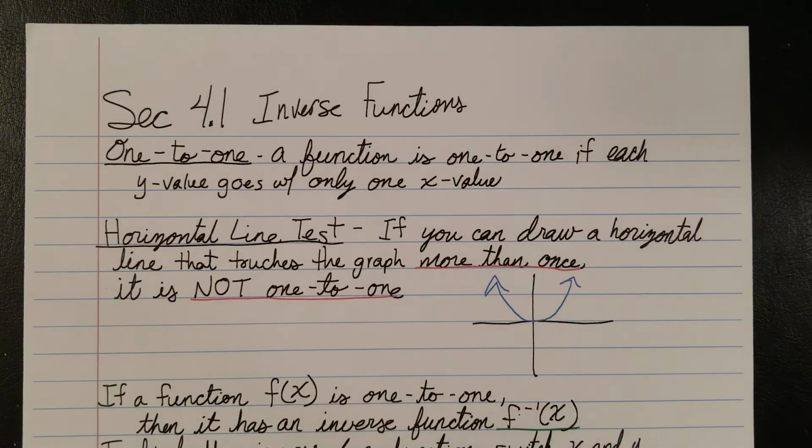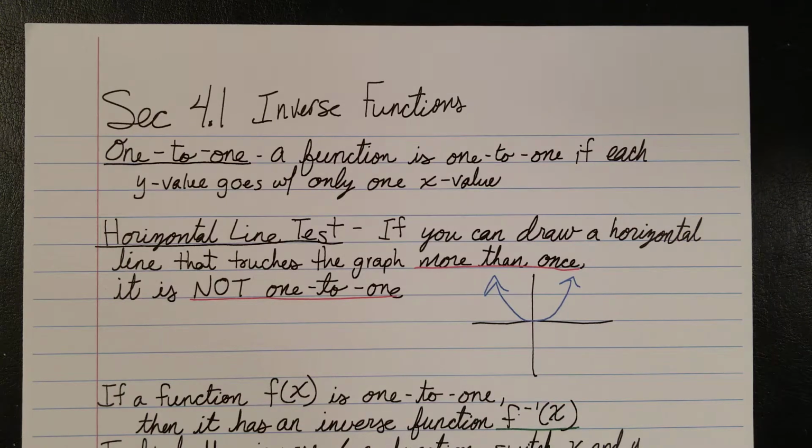Section 4.1, we're going to talk about inverse functions. So first of all, let's define a one-to-one function. A function is one-to-one if each y value goes with only one x value. We can determine if a function is one-to-one by using the horizontal line test.